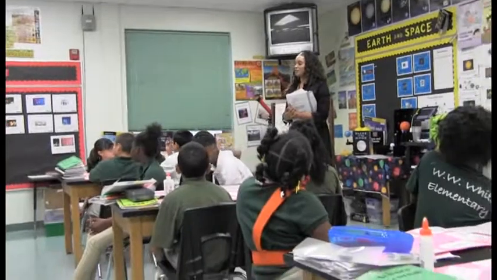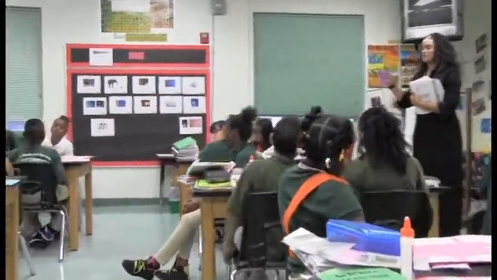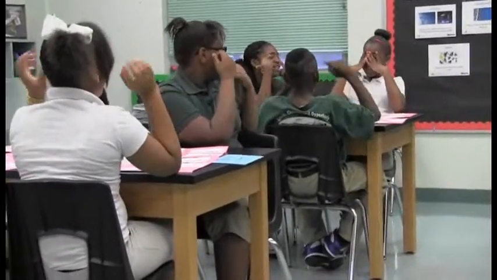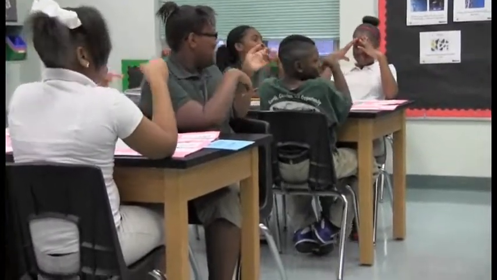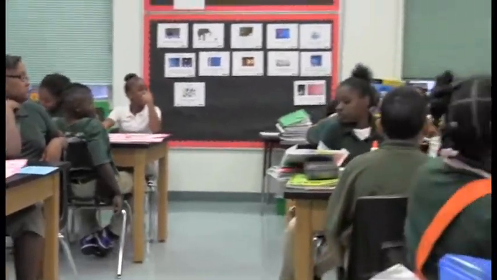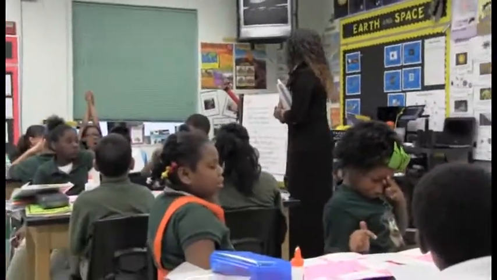So let's give her the eye of the tiger. 1, 2, 3. Kiarion, you got the eye of the tiger. You are a champion. Very good. So let's go on to the next one, number 5.